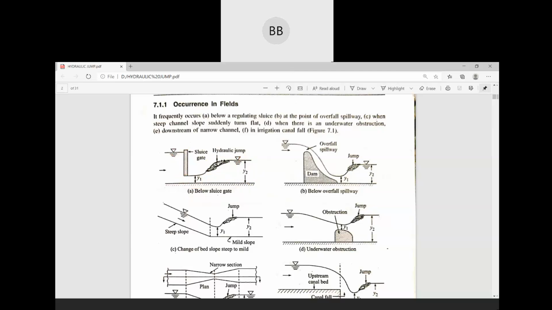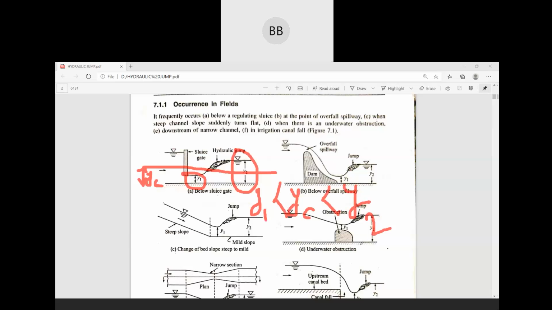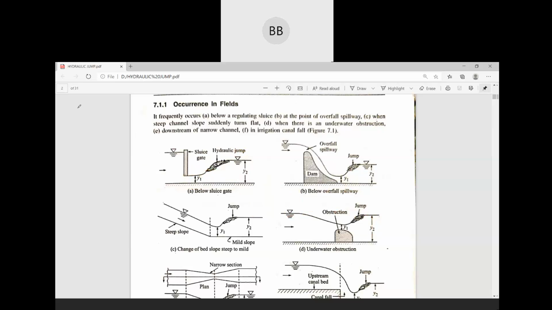Hydraulic jump is always from supercritical to subcritical. When your flow changes from supercritical to subcritical, then we can say it's a hydraulic jump. That means your critical depth is somewhere here. You all know the depth of flow in supercritical flow is always less than the depth in subcritical flow. So your YC is somewhere here. Y1 is always less than YC, and Y2 is always greater than YC, so y1 is less than yc, which is less than y2. This is one condition of hydraulic jump.